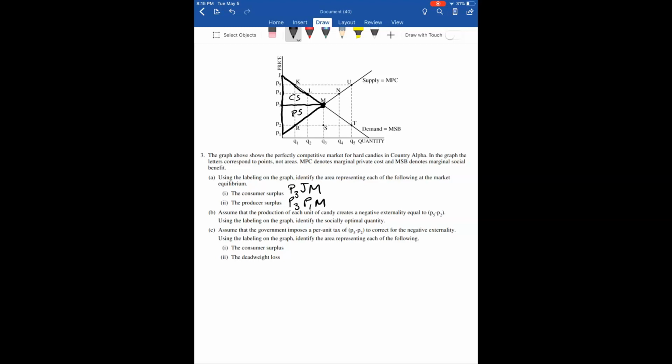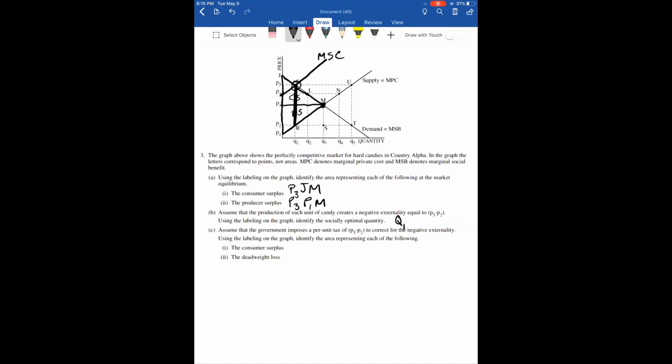Letter B says, assume that the production of each unit of candy creates a negative externality equal to P5 minus P2. So that would be equal to this vertical distance right here. So that's the negative externality. So basically, the marginal social cost curve would be right there. And the quantity would be Q1, because this is where our equilibrium would be.